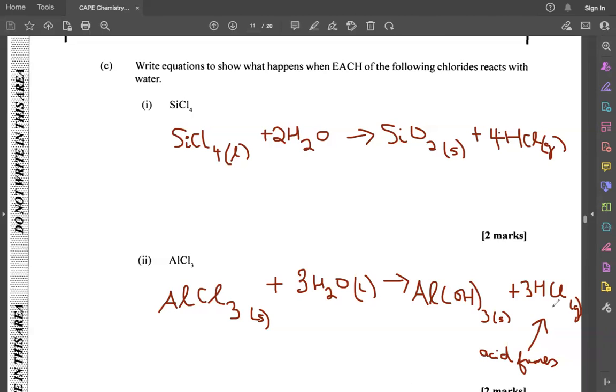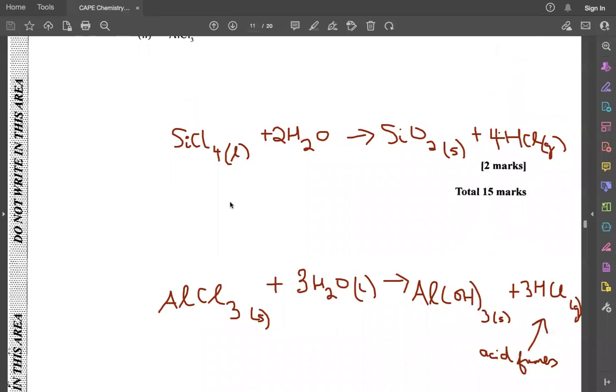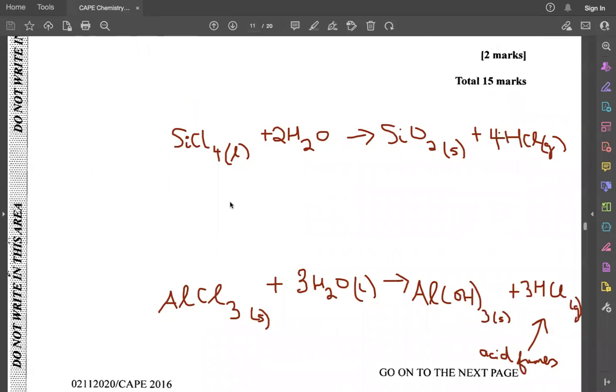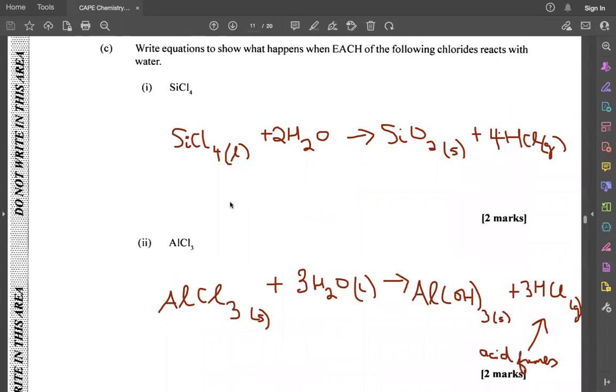All right, so that is where we wrap up question 3. Yes, so that's the end of question 3 there. So we are ready to move on to question 4. So let's just clear this.